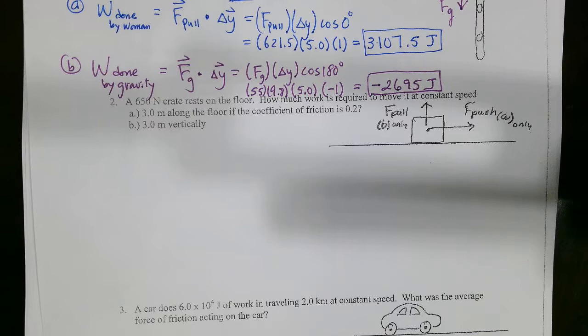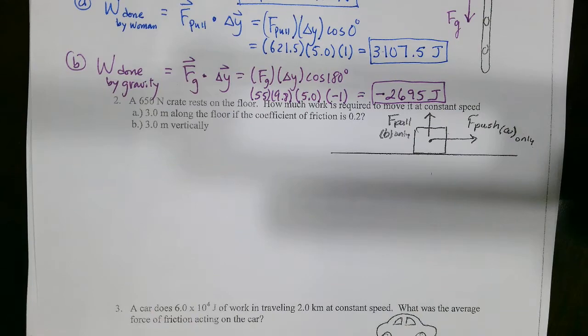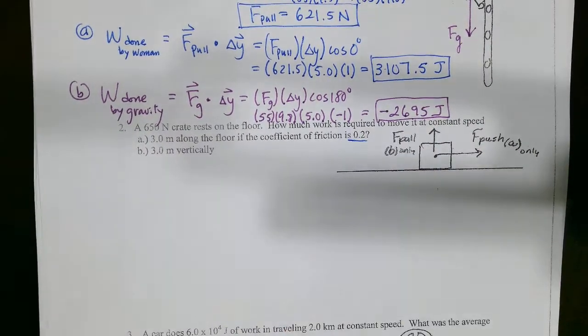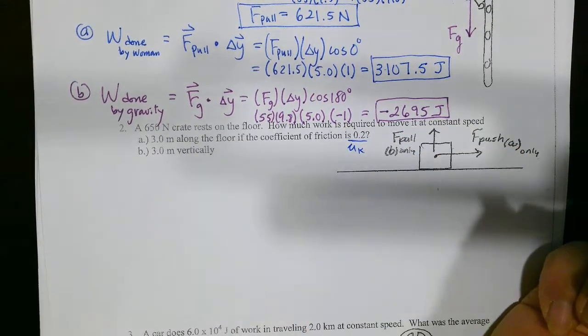Number 2. A 650 newton crate rests on the floor. How much work is required to move it at a constant speed 3 meters along the floor if the coefficient of friction happens to be 0.2? So this is obviously mu sub k, right?